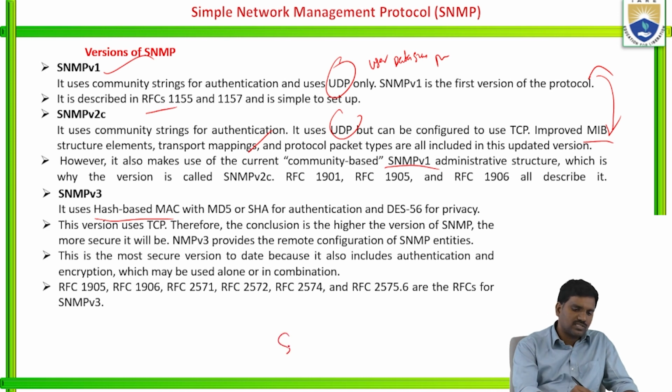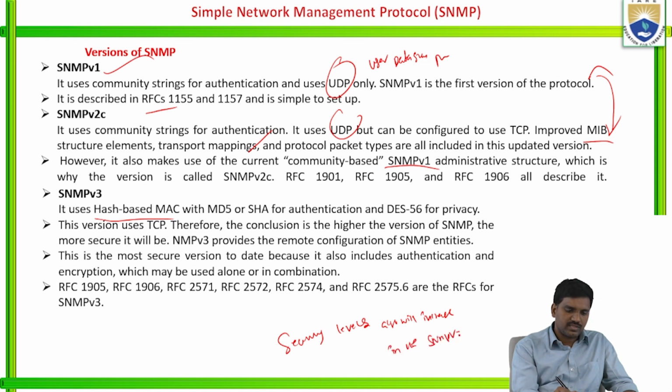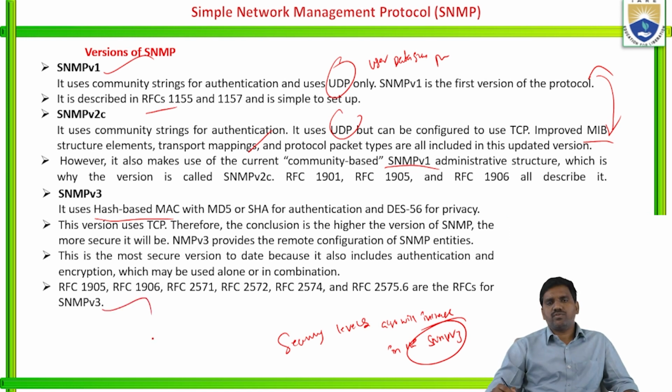The security levels also will increase in SNMP with different versions. RFC 1905, 1906, 2571, 2572, 2574, 2575 are the RFCs for SNMP V3. These are some of the different versions of SNMP.